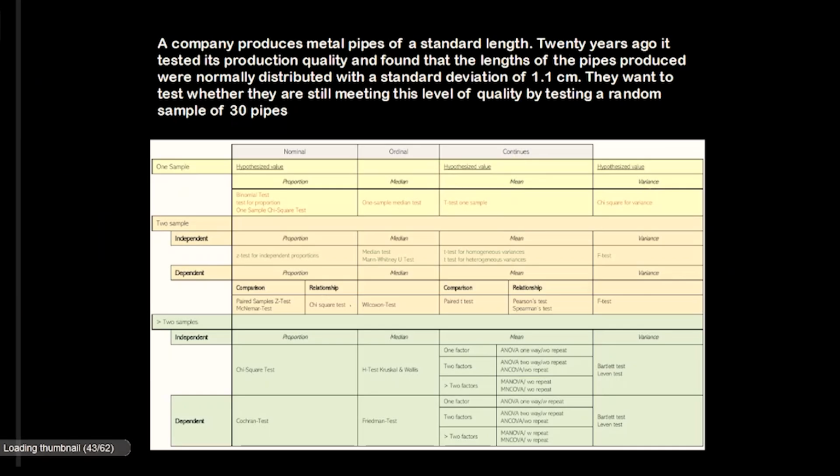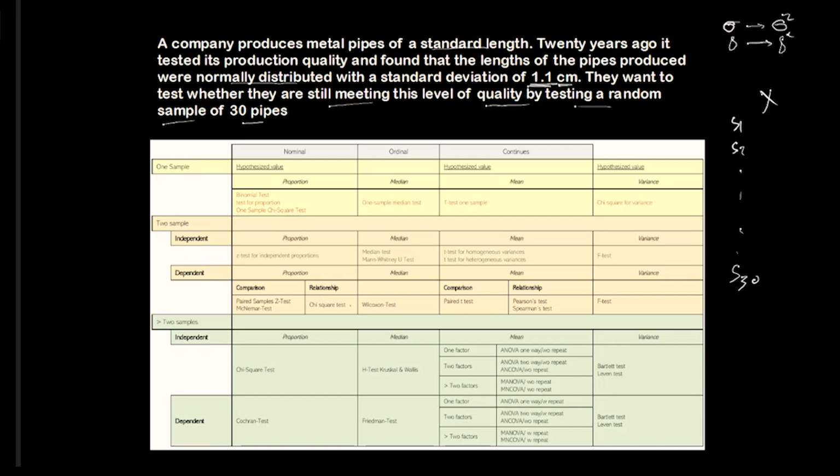Next question says that we have a company that produces metal pipes of standard length. Now, 20 years ago, it tested production quality, and they found the lengths of the pipes they produce were normally distributed with a standard deviation of 1.1 cm. The standard deviation, right, is derived from my variance, right? Now, they want to test whether they are still meeting this level of quality by testing a random sample of 30 pipes. I have 30 pipes in this case, and the variable X happens to be the length.